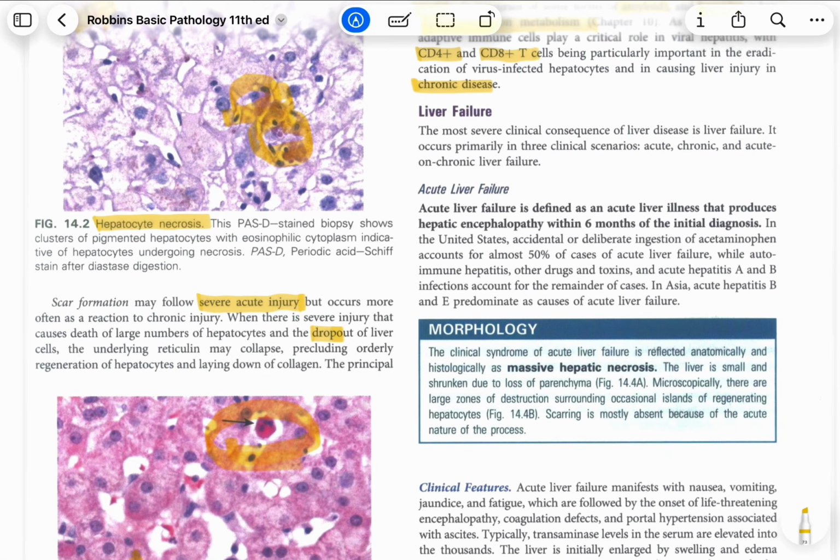Hey everyone, so today we are going to be talking about liver failure, which is the most severe clinical consequence of liver diseases. It occurs primarily in three clinical scenarios, which are acute, chronic, and acute on chronic.